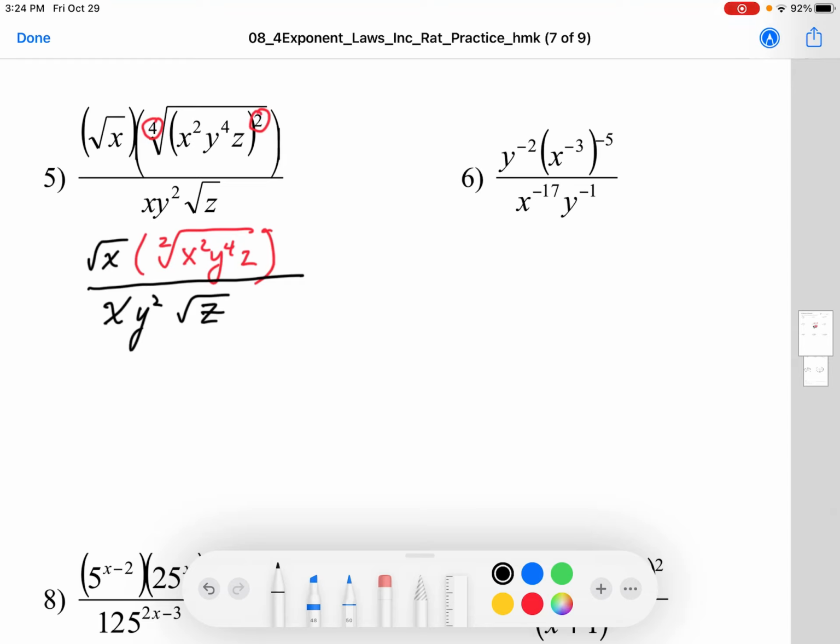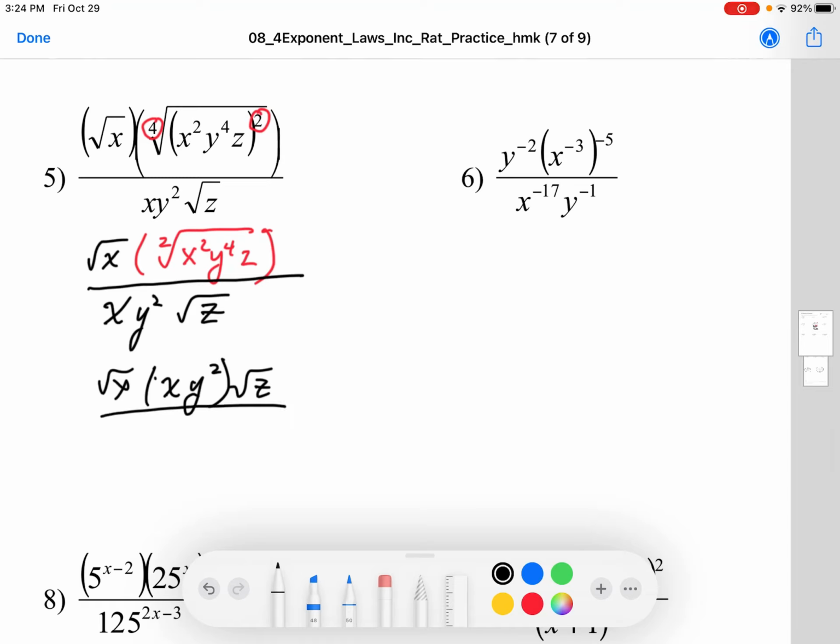I'm just going to split this up a little bit because I have root x, squared and square roots undo each other, so I end up with x. Power 4 and square root becomes y to the power 2, and then I'm just going to leave the z in its square root. I'm just going to leave that like that.